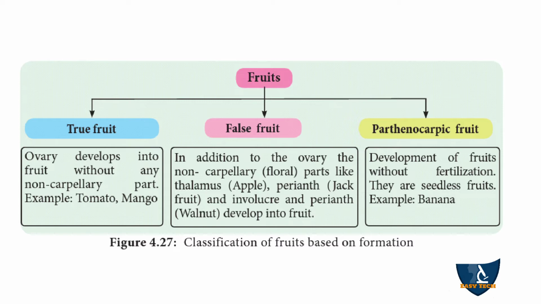False fruit: along with the ovary, the other floral parts develop. For example, the thalamus, the edible portion of apple that we eat, is a false fruit. And the perianth in jackfruit, and the involucre and perianth in walnut, develop into fruit. They are called false fruits because in addition to the ovary, the floral parts develop into the fruit. Such a fruit is called a false fruit or pseudofruit.